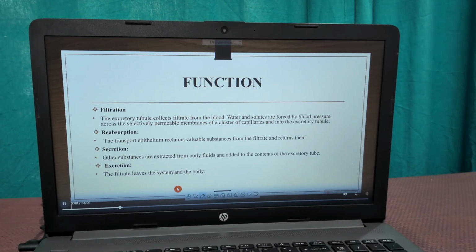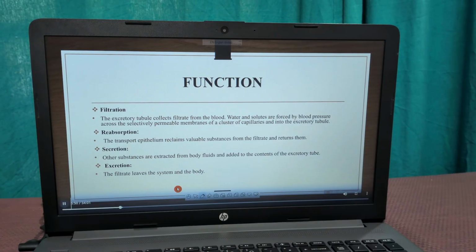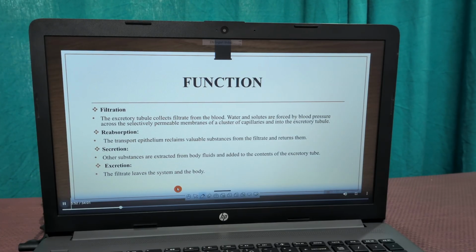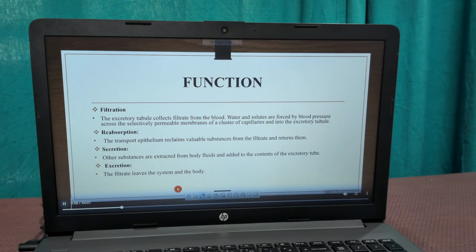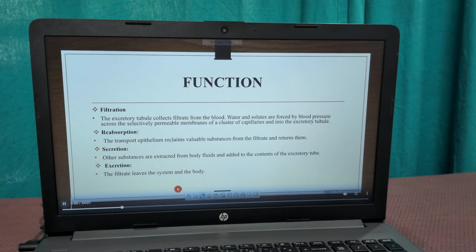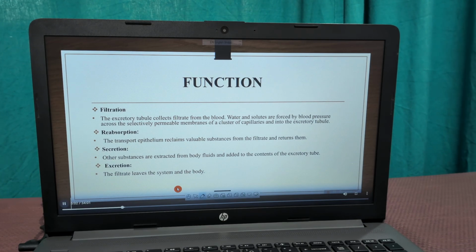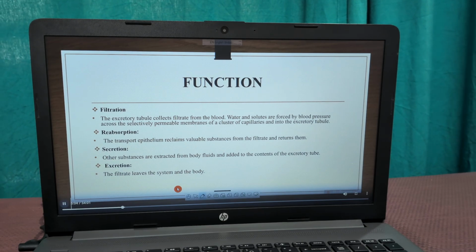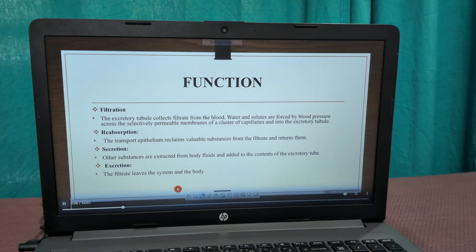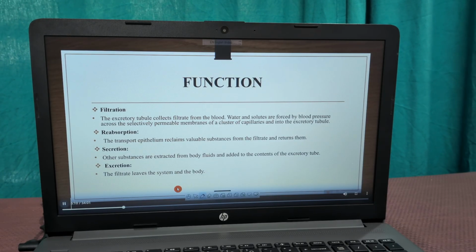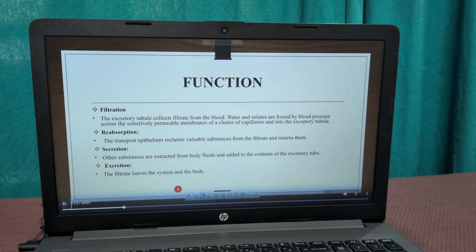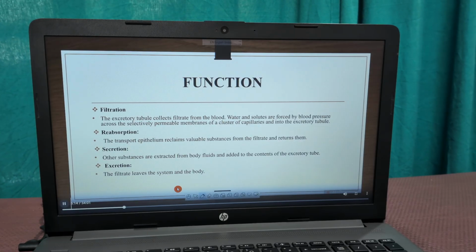Now talking about the functions in detail. It basically performs these four functions. Number one is filtration. The excretory tubules present in the excretory system collect the filtrate from the blood, and water and solutes are forced by the blood pressure across the selectively permeable membrane into the excretory tubule. So the first function is the filtration of blood.